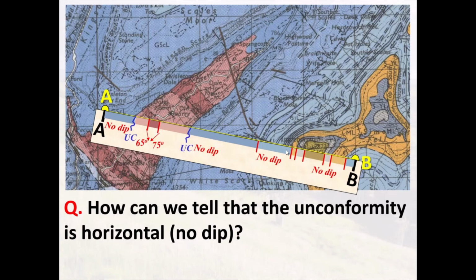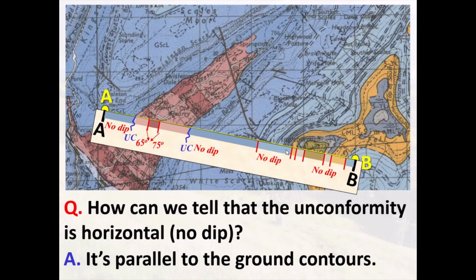Okay, how can I tell that this unconformity has no dip? How do I know it's horizontal? Well, same as with the contact in our Carboniferous limestones, the contact of the unconformity itself is parallel to the ground contours, and we can only get that if the feature is horizontal.